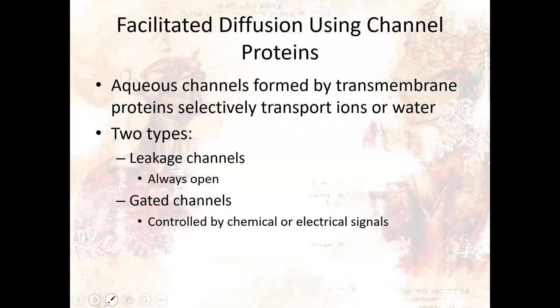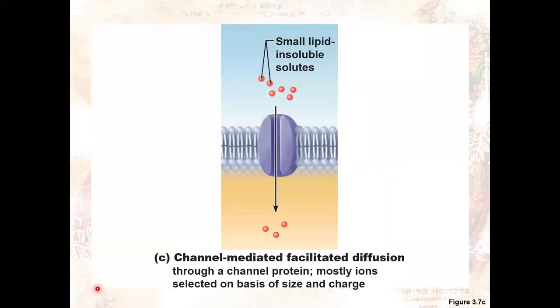Channel proteins. We have both leakage channels and gated channels. A leakage channel is always open. A gated channel, you have to provide something to open it. Either a chemical or an electrical signal opens that channel. So here is a facilitated diffusion through a leakage channel, right? And whatever that red sphere is, it's perfectly shaped to go through that hole.